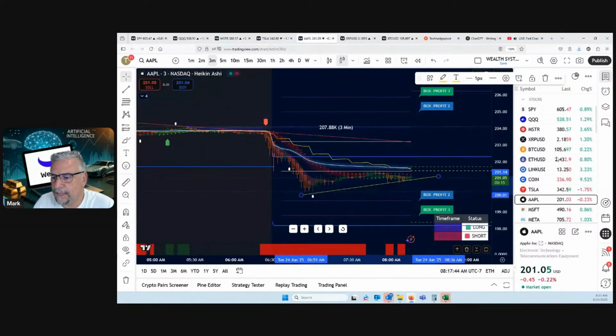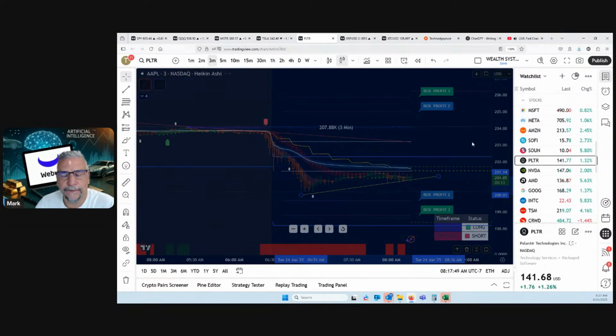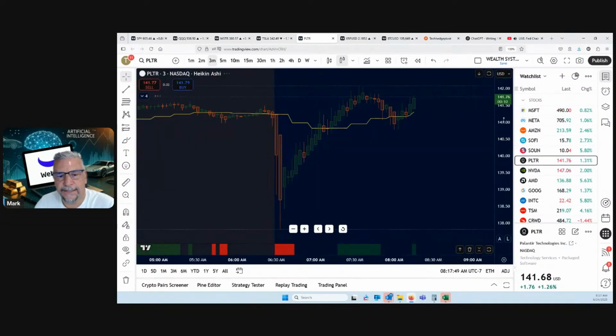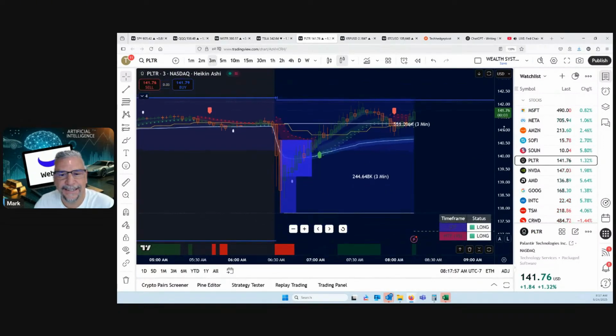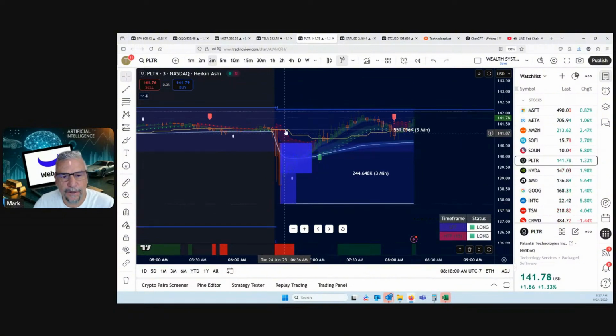Let's see if we can look at something else. Let's look at Palantir. I know Palantir has had some nice movement in the last week and a half. Look at all that volume. That's insane. So they got the opening low, the opening high. You had 244,000 orders at this level. Lots of support at the 139 level. Just tons of support there.